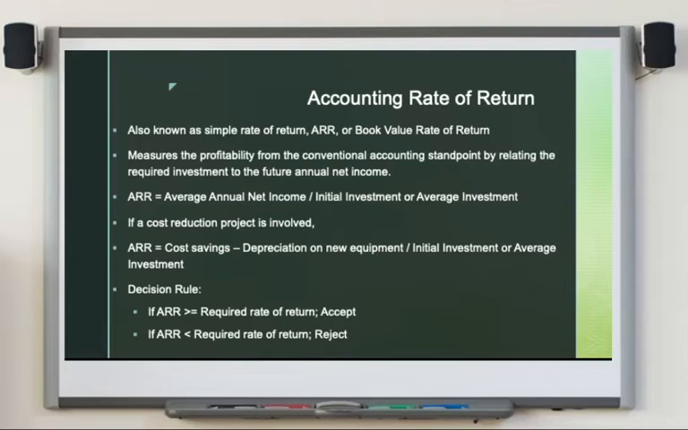The decision rule for ARR is if ARR is greater than or equal to the required rate of return, then we have to accept the project. If ARR is less than the required rate of return, then we have to reject the proposal. And what is the required rate of return? What we have learned in the previous discussion, the minimum rate of return is also the required rate of return. So we are looking for an ARR that is higher than the required rate of return.